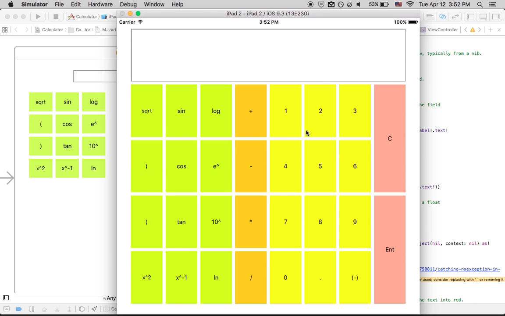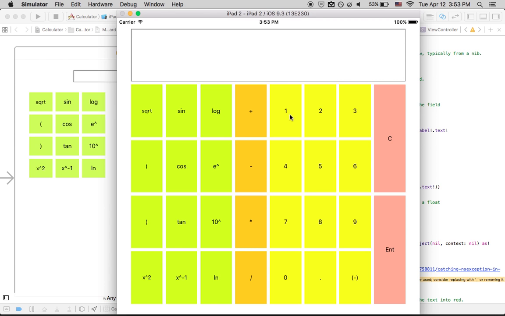Since we know that cosine of 2 pi is 1, let's just try 2 pi, which is about 6.28, and it'll be very close to 1, so 0.999. So cosine works. Tangent works as well. I don't know, tangent of 7. Those are all in radians.